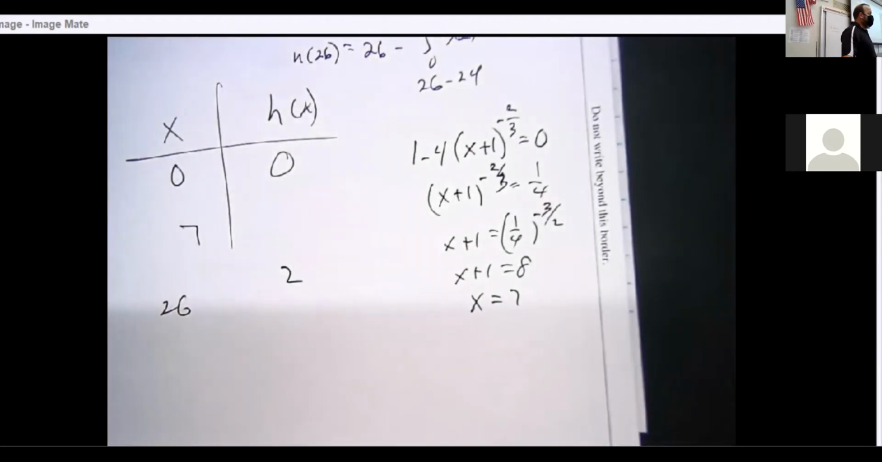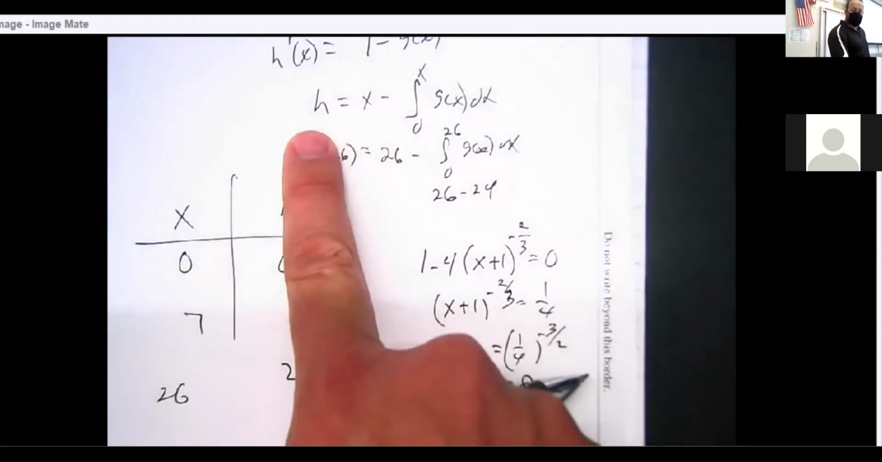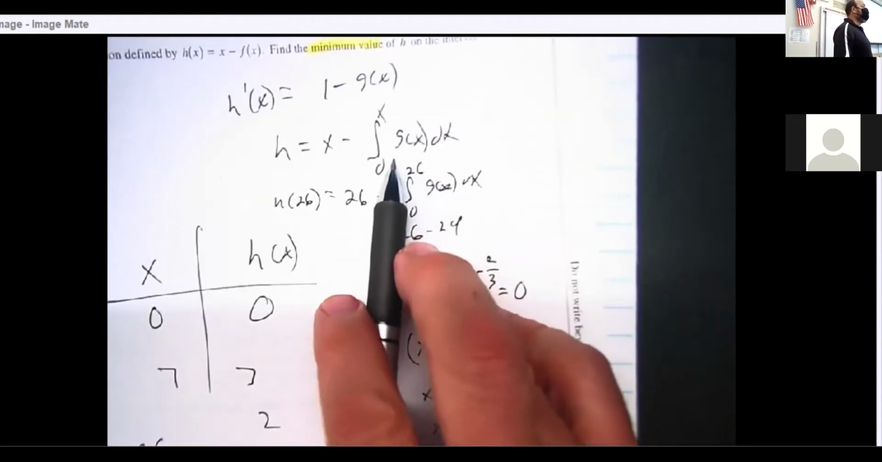Because what are you supposed to do now? You've got to plug it back in and find out what h itself was. So if I plug in 7, I got a 7 right there. And then I've got, oh, now I've got to do the integral from 0 to 7.